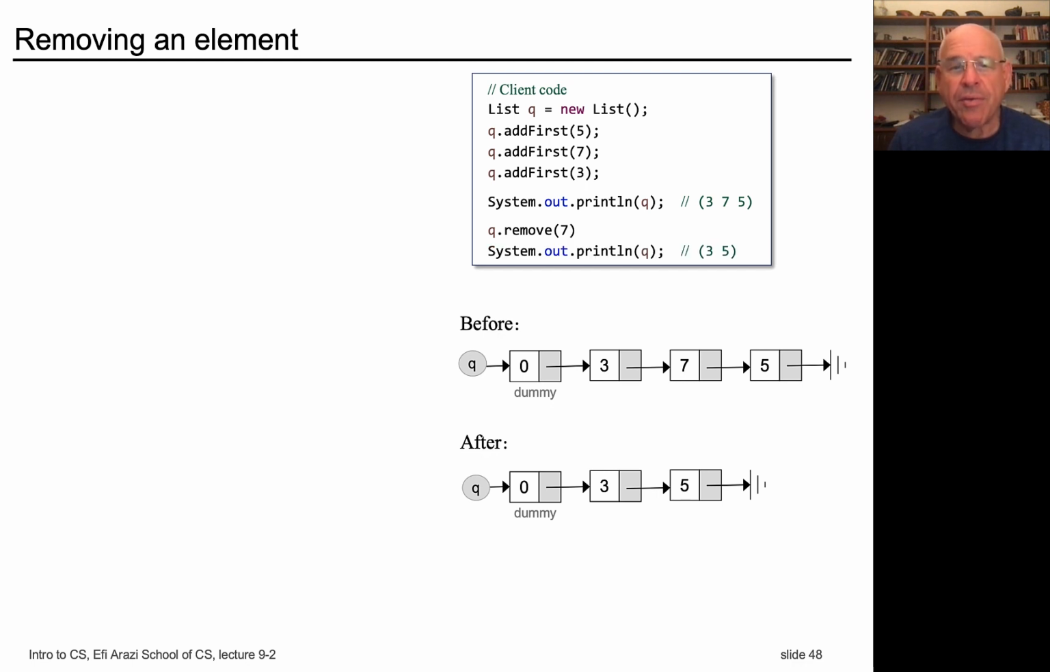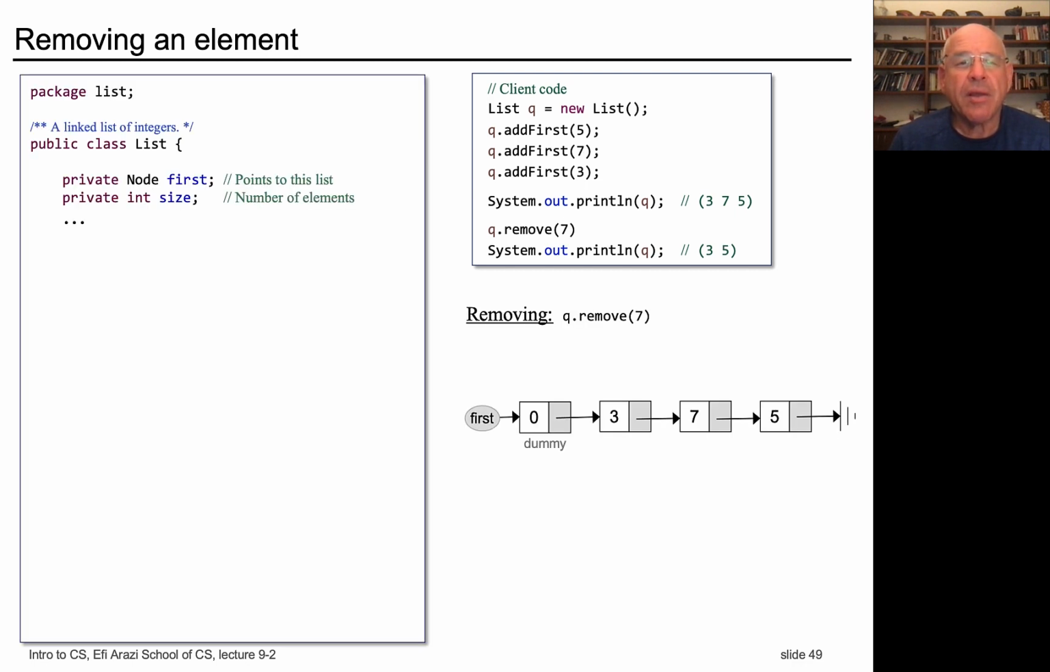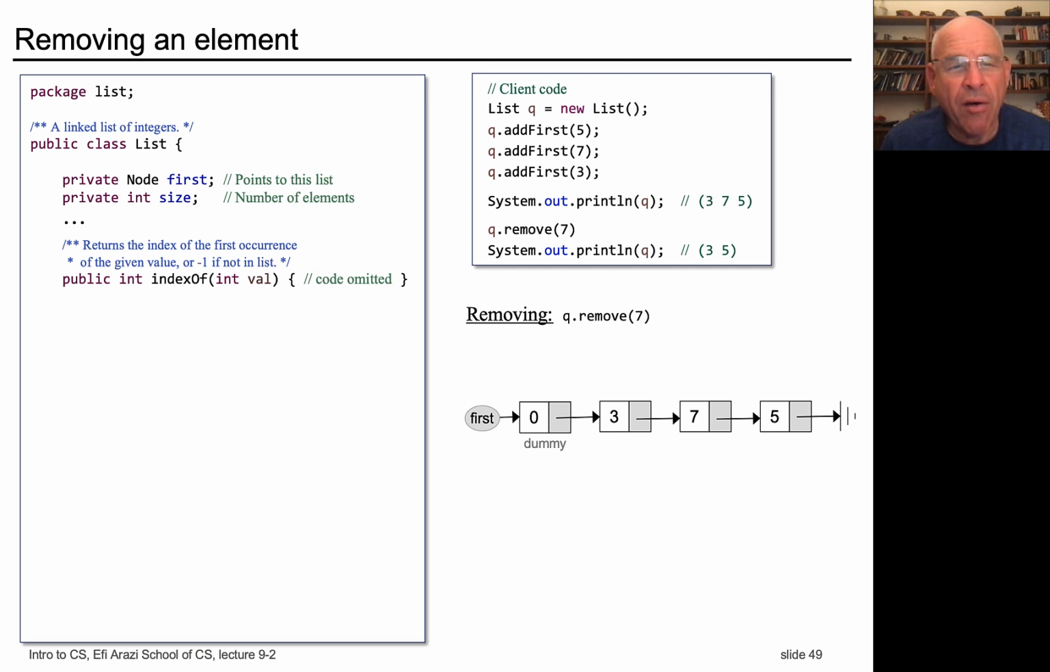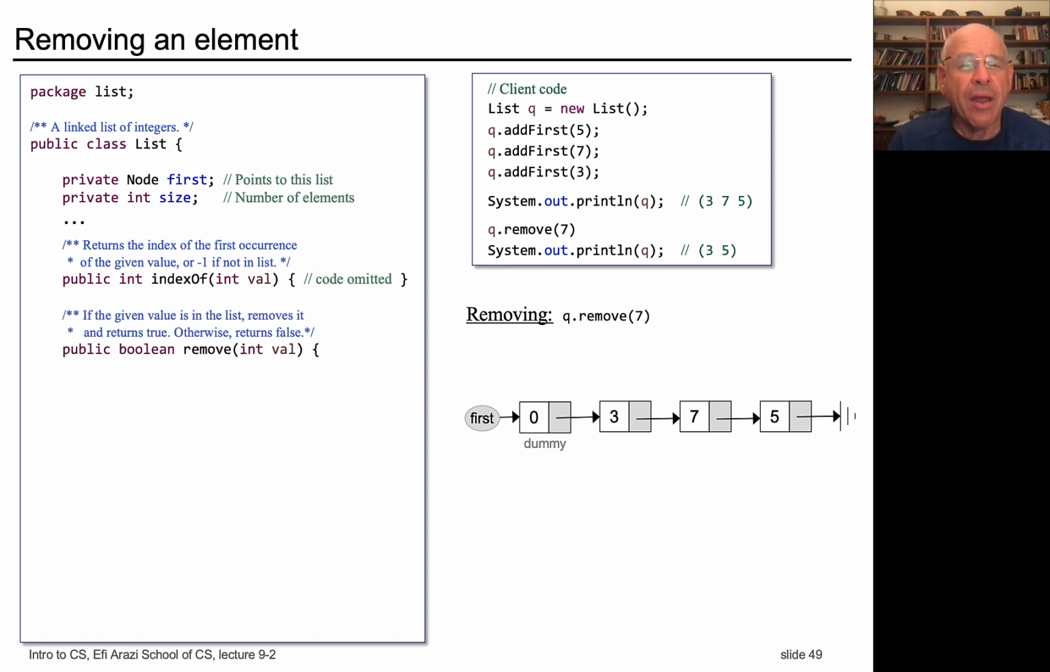How do we do it? By the way, if we now print the list, we'll get 3 and 5. Nice. So here's the code. This is my list class. And this is the same indexOf method that we discussed in the previous slide. So indexOf val will return the index of the element that contains val, or -1 if it doesn't find it.